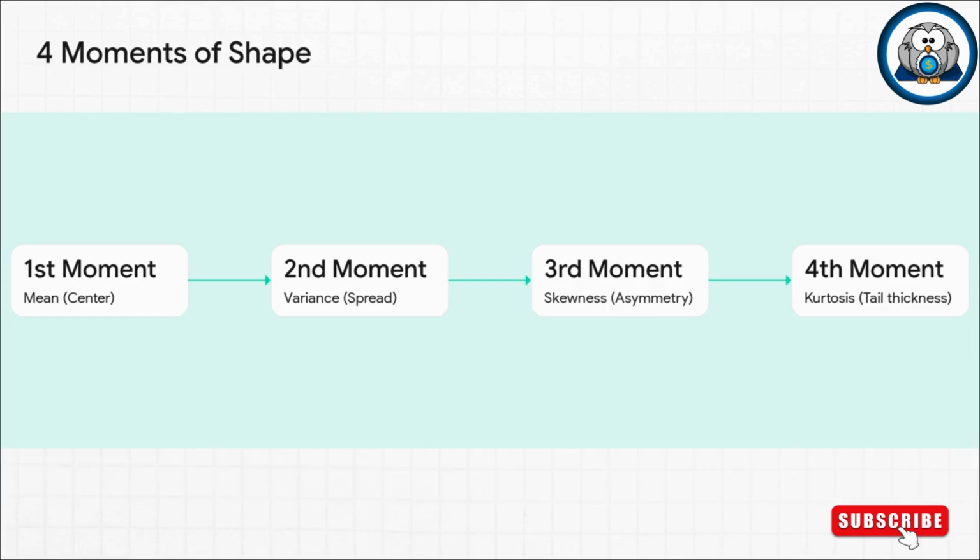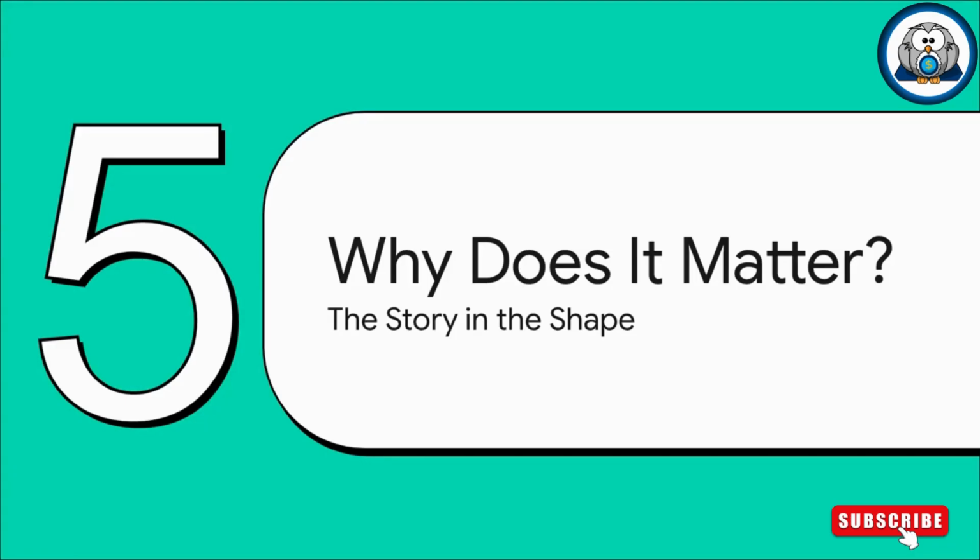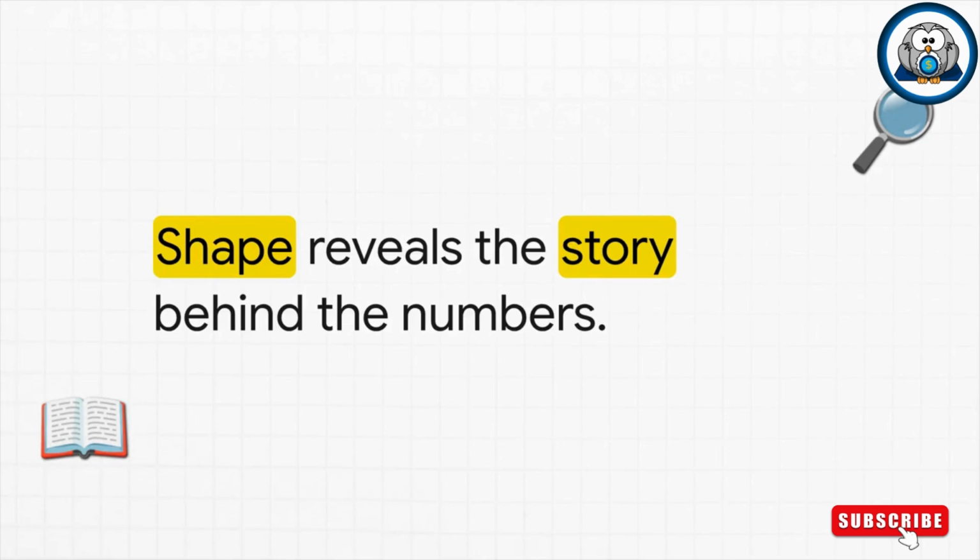Pretty cool, right? So at this point, you're probably asking, okay, this is interesting, but why does it actually matter? And the answer is pretty simple. Because the average number is only a tiny part of the picture. Because the shape is what reveals the story behind the numbers. A positively skewed income distribution tells a powerful story about wealth inequality. A fat-tailed distribution for stock returns tells a really critical story about market risk and the very real possibility of a crash. The shape gives context and meaning to what would otherwise just be a simple average.